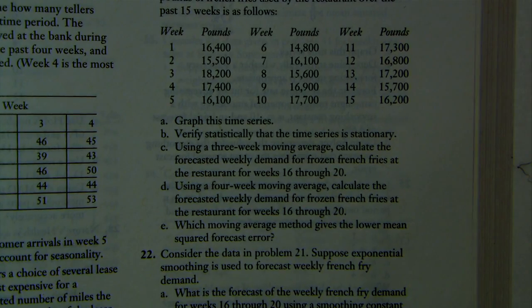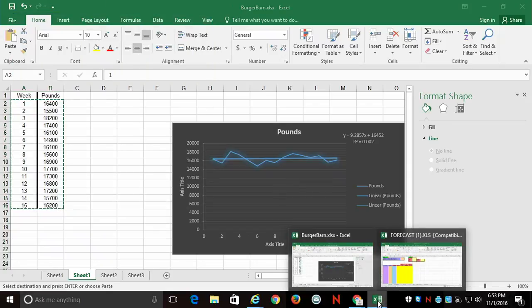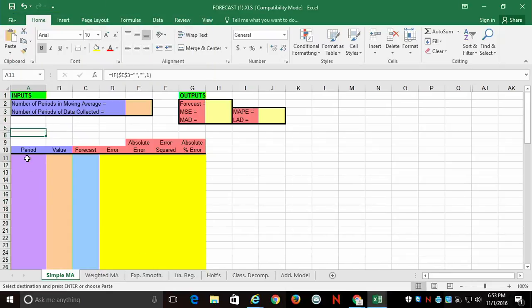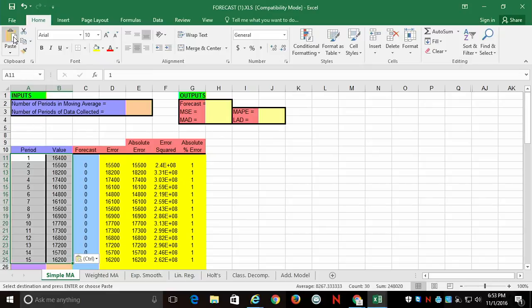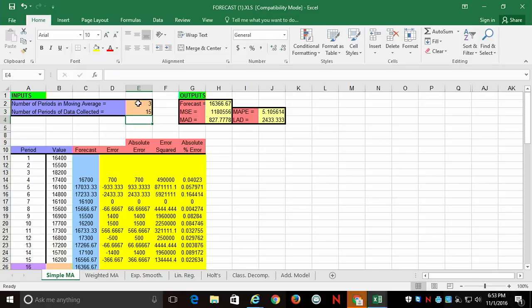Oh, you guys can't see this. Someone tell me that. So I'm going to copy that data over to my forecasting technique, and I'm going to paste it in the simple moving average. Number of periods in moving average, well, I think it asked me to do 3 first, and we have 15 periods worth of data. So using this, it's telling me my forecast for week 16 is 16,366.67.